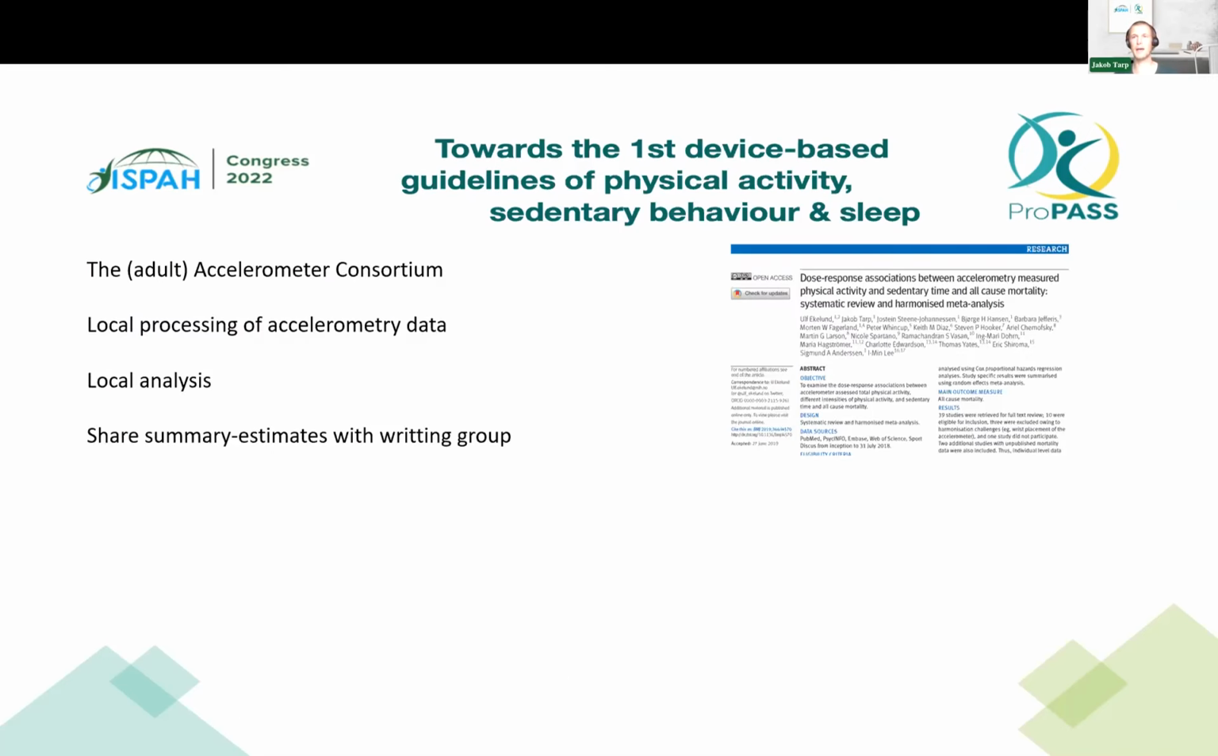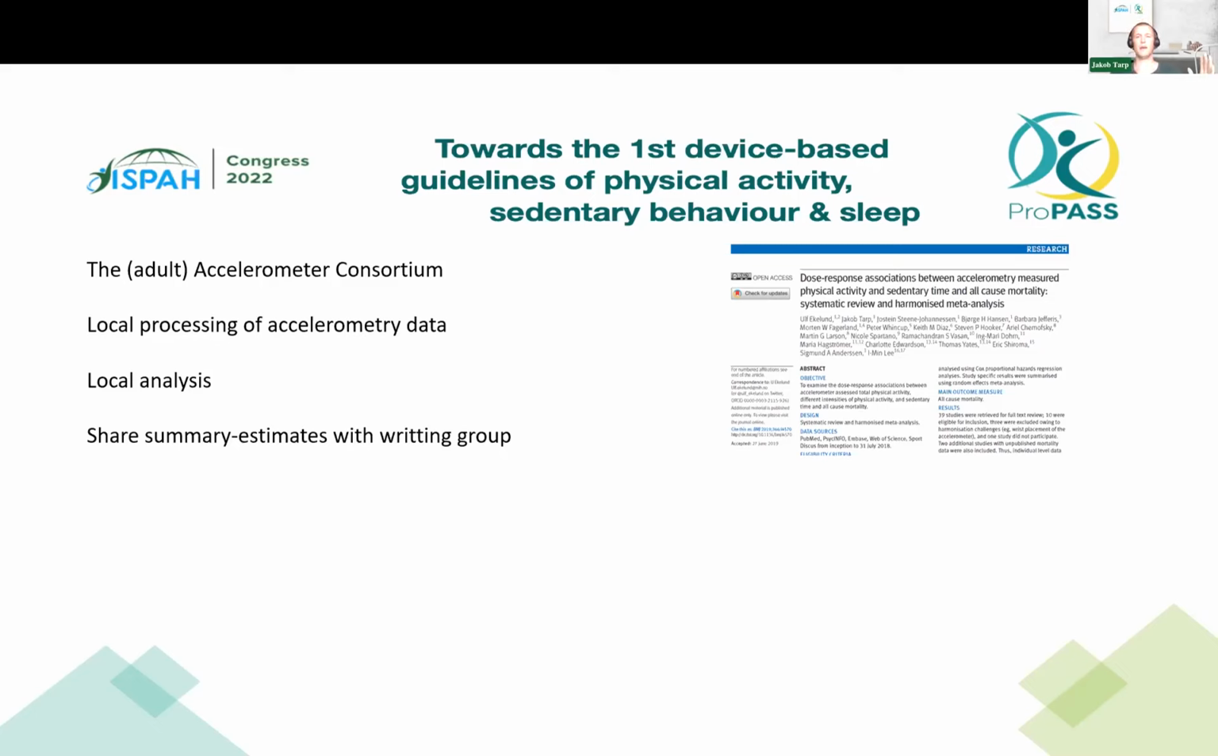So a more feasible approach to harmonize data from different studies, if you don't have this massive amount of resources at your disposal, could be something like what we call the Adult Accelerometer Consortium, which was a project including 8 cohorts with device-measured physical activity in relation to mortality, published in BMJ in 2019.